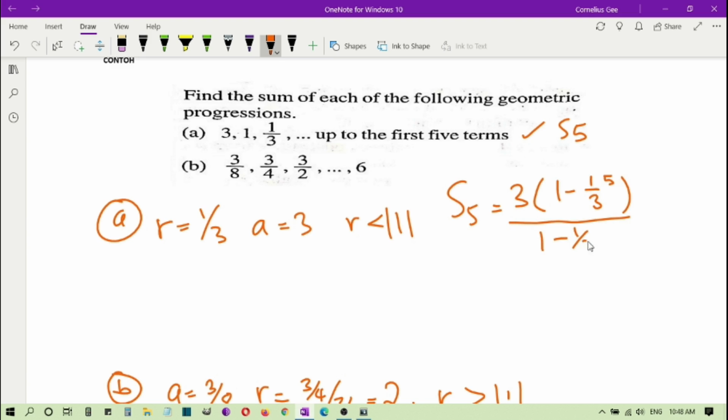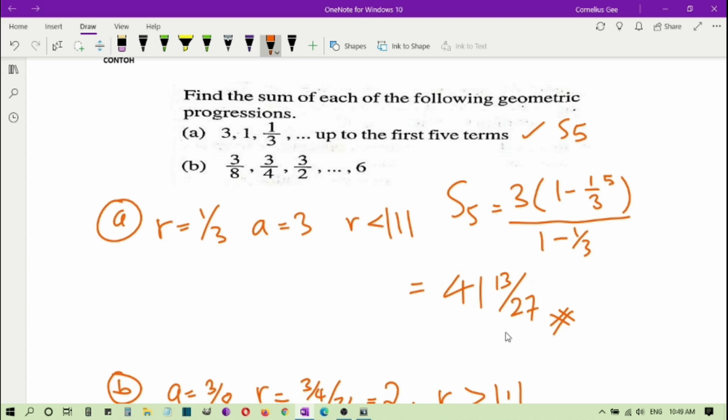And it's just a matter of using your calculator. Again, do it carefully: 1 minus 1 over 3 to the power of 5, times 3, and then you divide by 2 over 3. And teacher gets 121 over 27. So this is the sum of the first 5 terms.